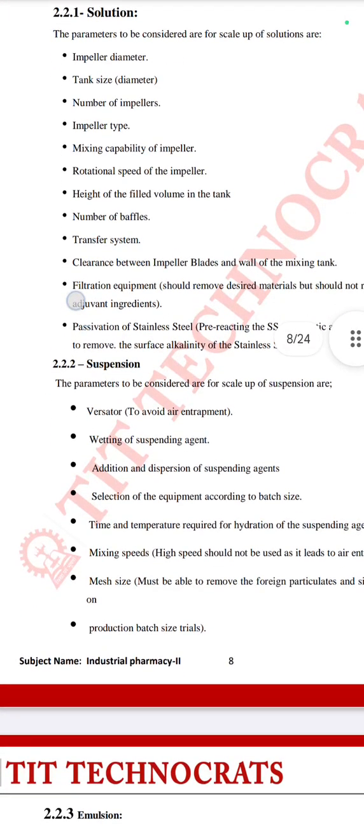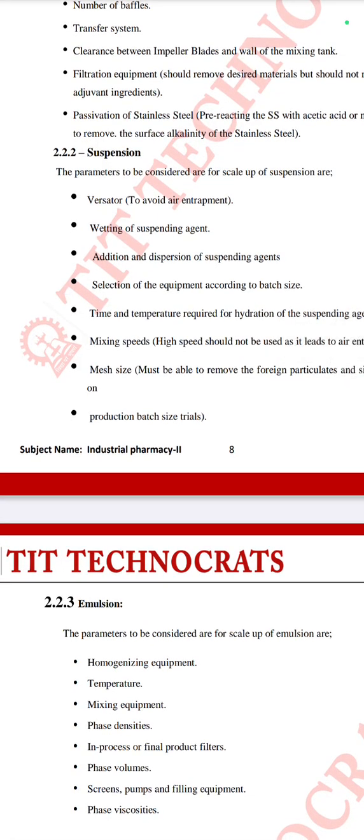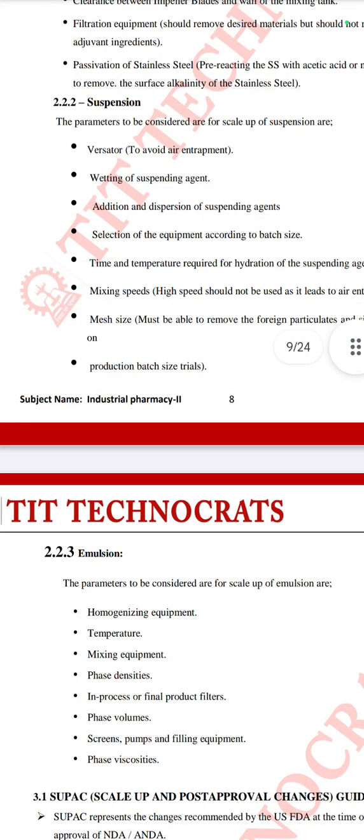Second, suspension. So suspensions are also liquid preparations. These all are the parameters for the scale up of suspension. Important parameters are to avoid air entrapment, wetting of suspending agent, and addition of dispersion agents.